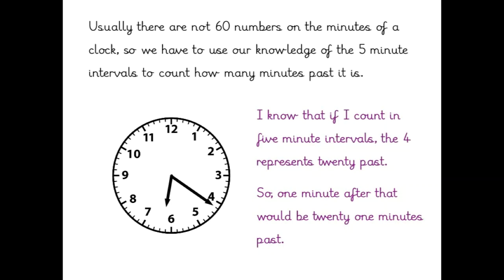Let's look at this clock. Thinking about our minute hand, I know that if I count in 5-minute intervals, so starting at o'clock, I'm going to jump around 5, 10, 15, 20, and I'll stop at the 4 because that's near where the hand is. But 1 minute after that, so you see the minute hand has moved just past the 4, that would be 21 minutes past. So the time here is 21 minutes past 6.